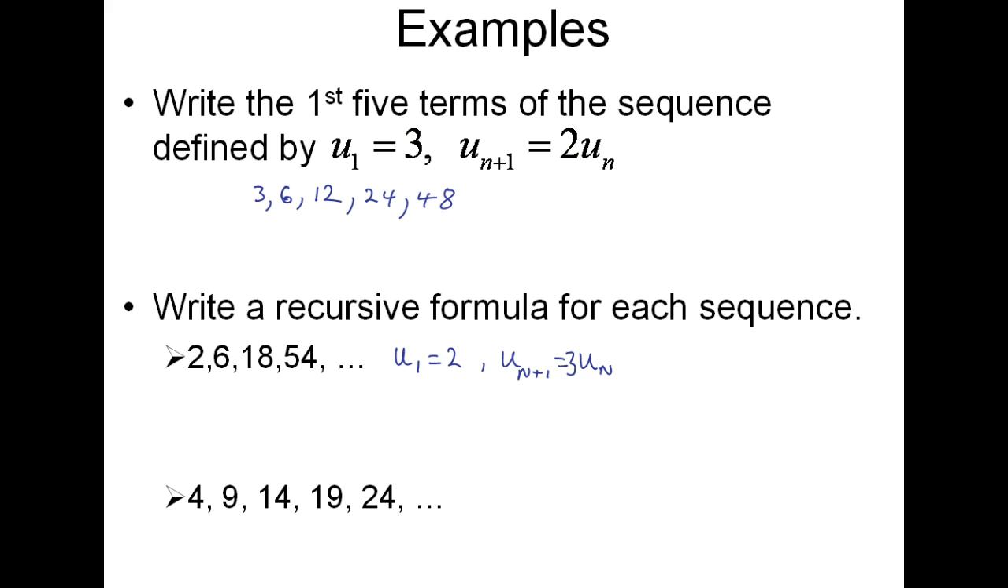In this one, I've got 4, 9, 14, 19, 24. Doesn't look like it's multiplying. It looks to me like it's been added each time. So U sub 1 is 4, and that makes U sub n plus 1 equal to U sub n, the previous term, plus 5, because we're adding 5 each time.